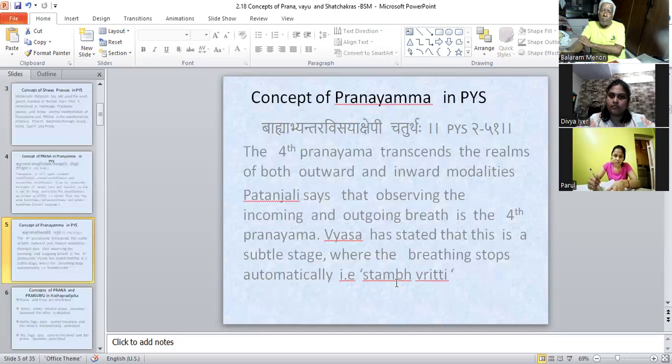When does Stambha Vritti take place? Sahaja Kumbhaka and Tatkala Kumbhaka, which we have seen. Stoppage of the breath for the moment is known as the Bhaya method, but this is very, very important. Stambha Vritti means stop. Stambha means stop. The vrittis are stopped for that particular moment.